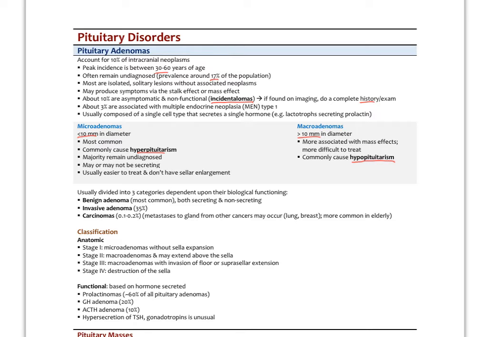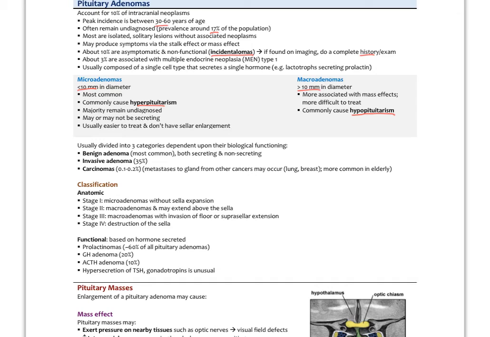Usually we divide the adenomas into whether or not they're benign. That's the most common. And then if they're benign, are they secreting or non-secreting, that we can assess via the lab tests. Are they invasive? That's about 35% of them. And then very, very rarely you can get a carcinoma.